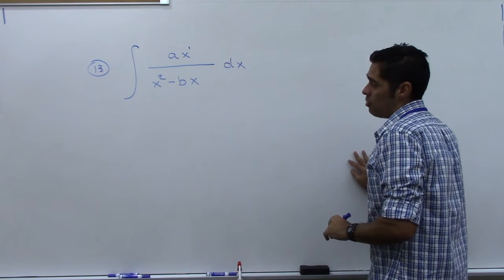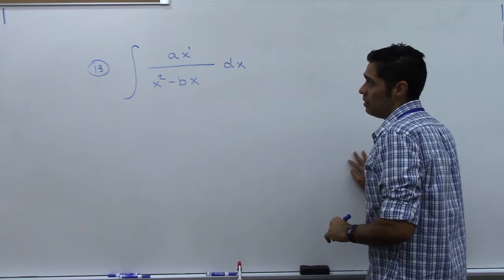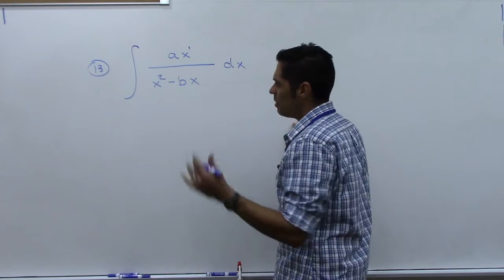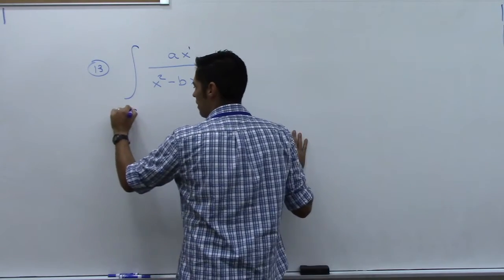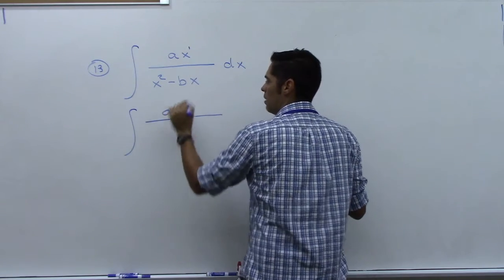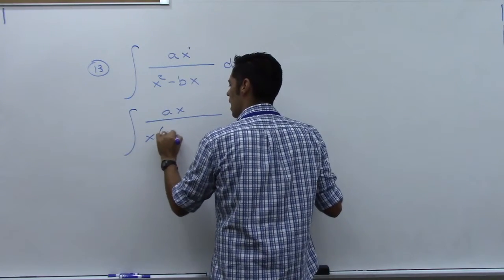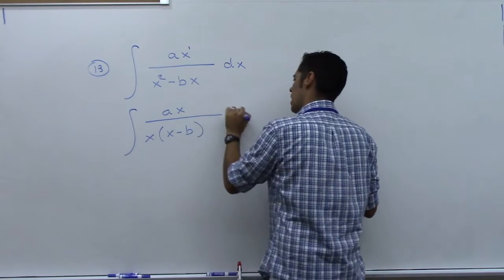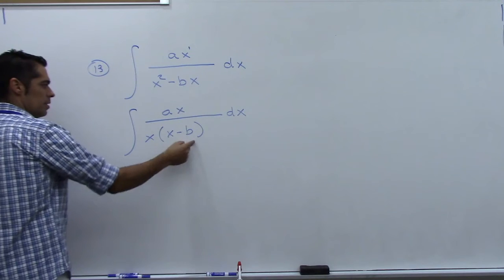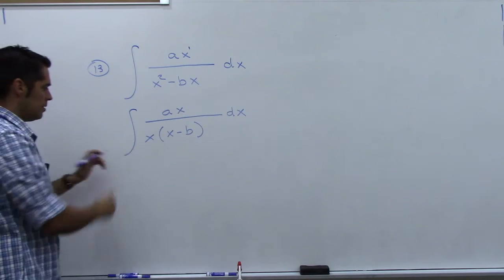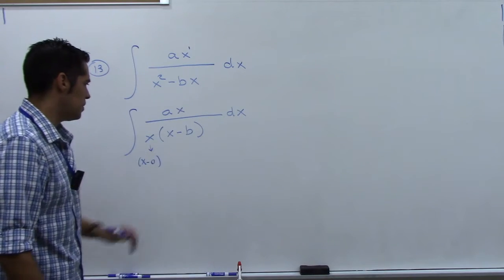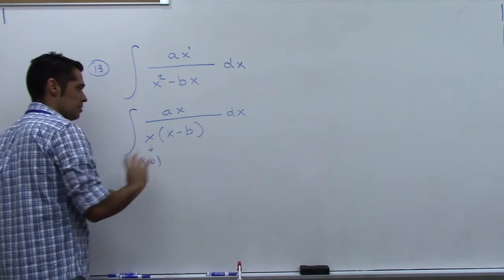I could try basic substitution here, because I know that if I let this be u, it's quadratic, the derivative is linear. But let's stick with the technique of this section. Let's try to factor the bottom, x times x minus b dx. And if we do that, we do have two distinct linear factors here, right? This is a linear factor. That factor is actually x minus 0. And then the other one is x minus b. But it's two linear factors and they're different.